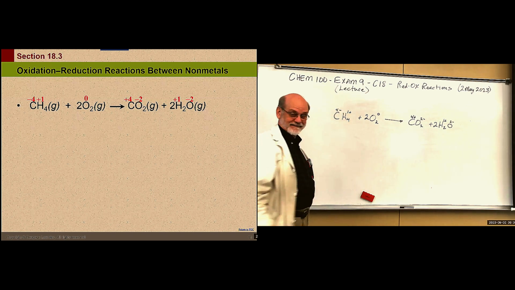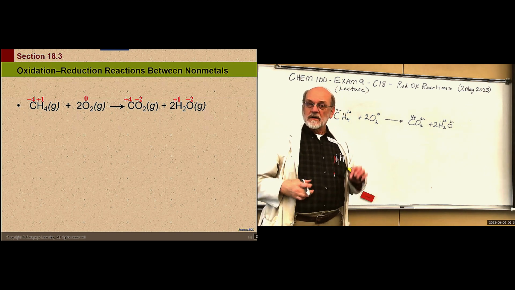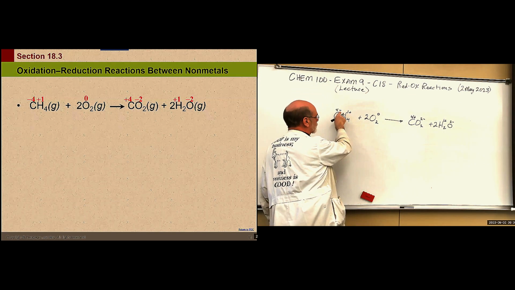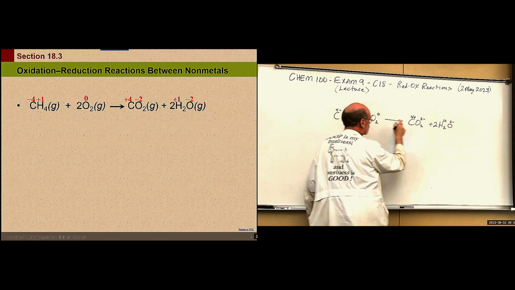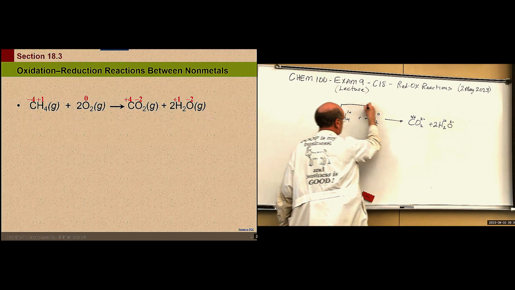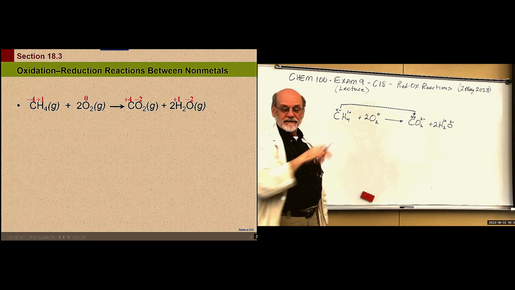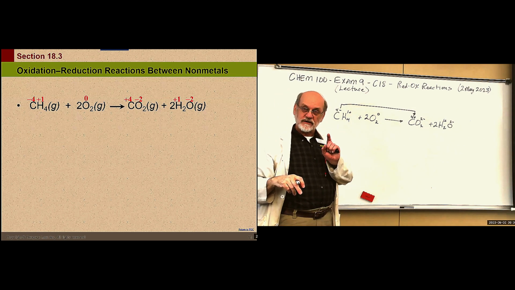2 minus, 1 plus, 2 minus, 4 plus, 0, 1 plus, and 4 minuses. Okay, so let's draw our connectors. Carbon went from a -4 to a +4. So what does that mean? That means it had to lose electrons.